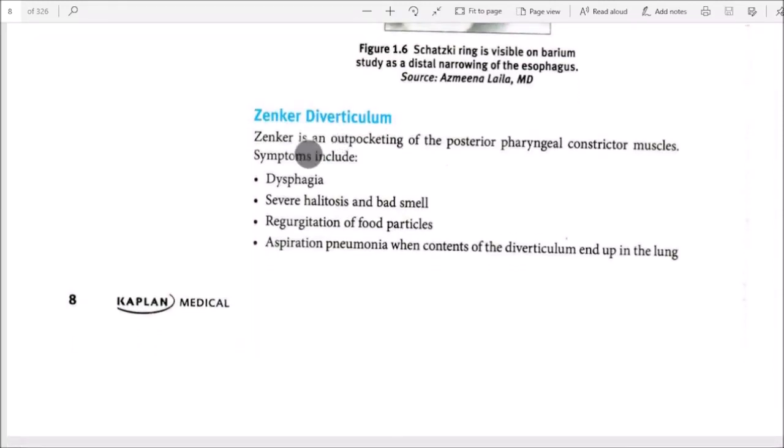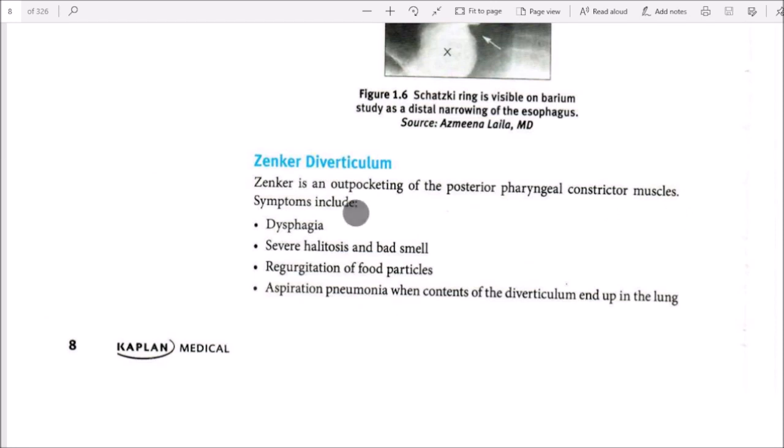Zenker diverticulum. Zenker is an outpocketing of the posterior pharyngeal constrictor muscles. Symptoms include dysphagia, severe halitosis and bad smell, and irritation from food particles. Aspiration pneumonia can occur when contents of the diverticulum end up in the lung.